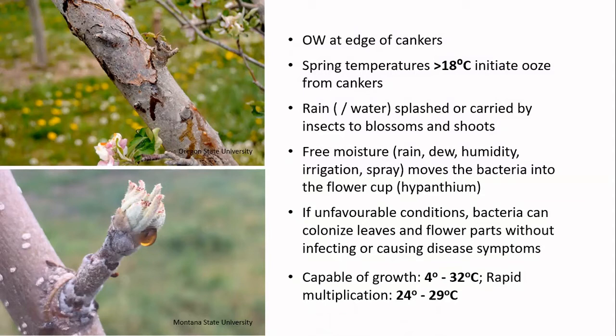So it's possible as well that infection may not necessarily occur immediately after that bacteria has entered in. So in unfavorable conditions, it can actually colonize the leaves and flower parts without actually causing any sort of disease symptoms. So the bacteria itself is capable of growing in a wide range of temperatures, anywhere from about 4 degrees to 32 degrees. But it really has rapid multiplication where it can go from a few to millions within a short period of time between temperatures of about 24 and 29 degrees.